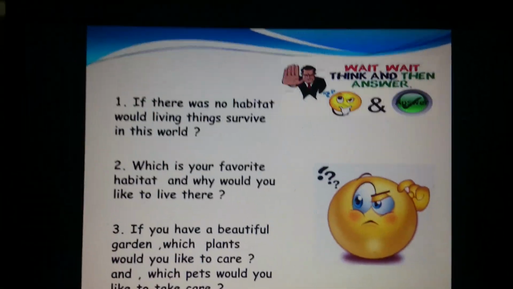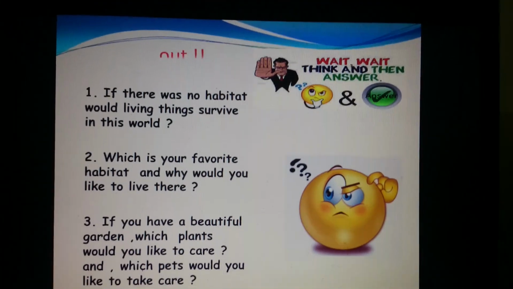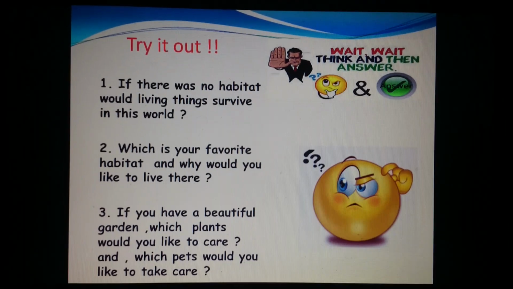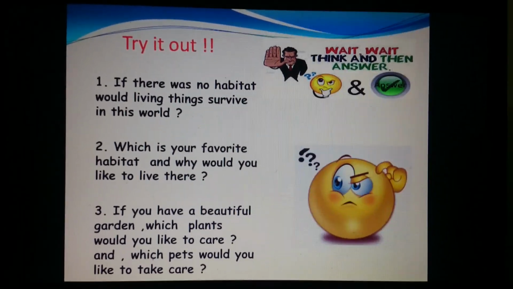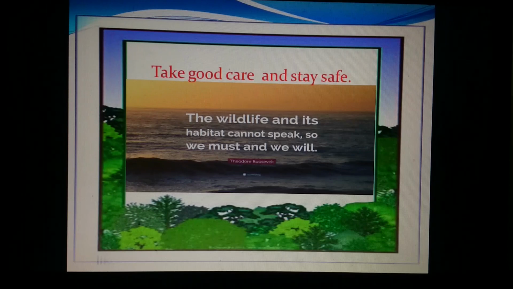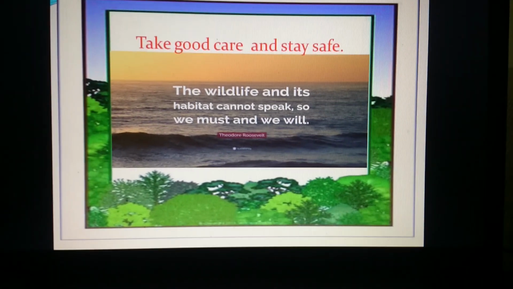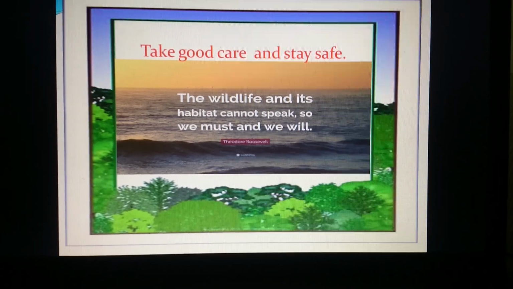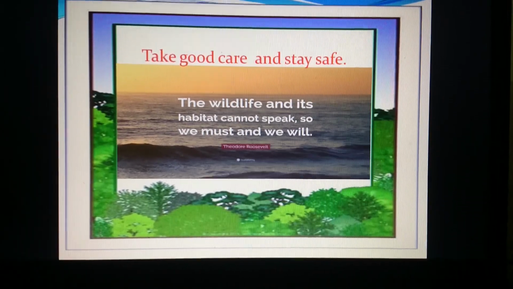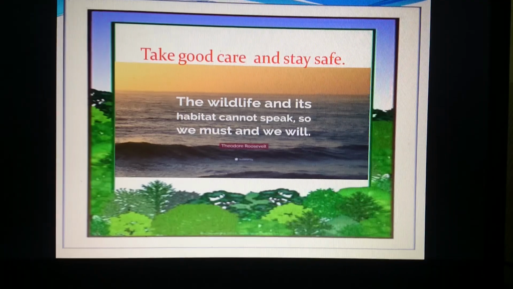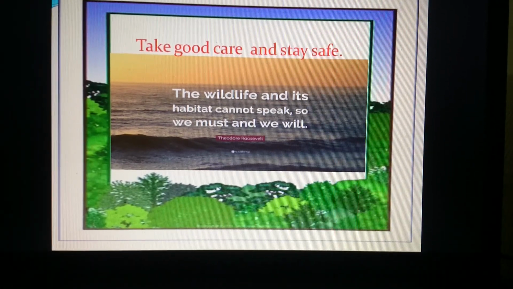I hope you have understood today's lesson. Try it out. And here we end our lesson of plants and animals in the local environment or around the schools.